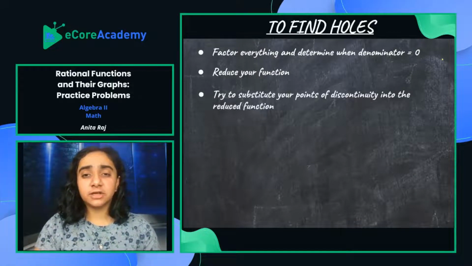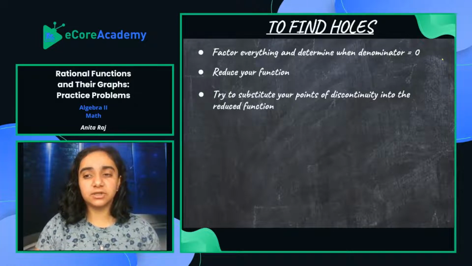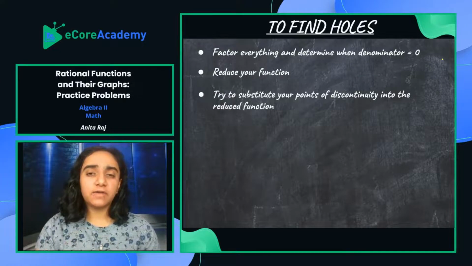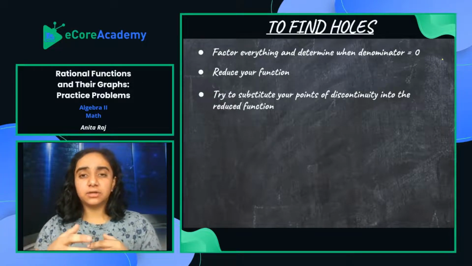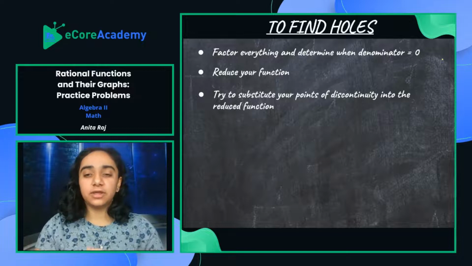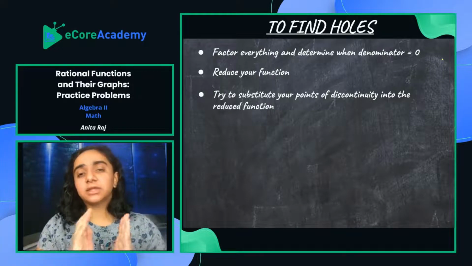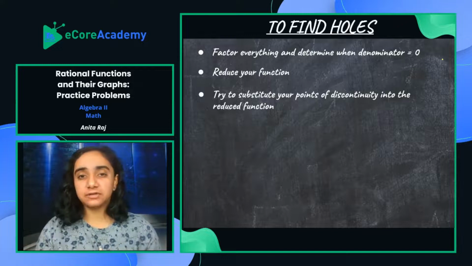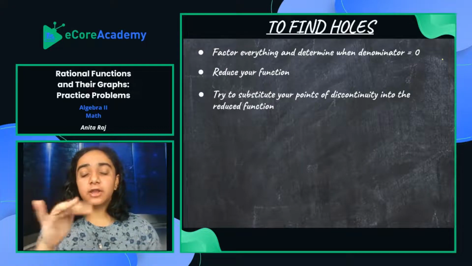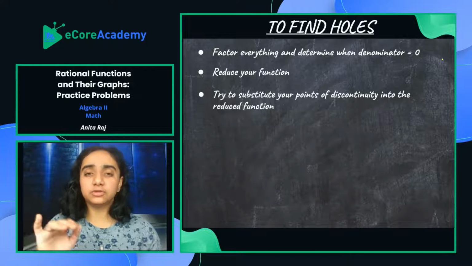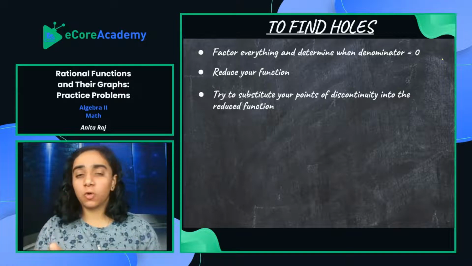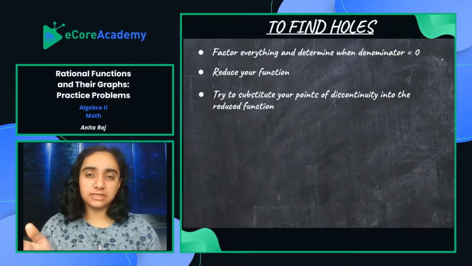Then you want to try to substitute your points of discontinuity into the reduced function. Right now, the points of discontinuity you found are the factors in the denominator. Whenever you set the denominator equal to 0, you set however many factors in the denominator equal to 0, and you found all those points of discontinuity. Now you have to determine, are those points of discontinuity vertical asymptotes or are they holes, because they're going to fall into one of these categories.